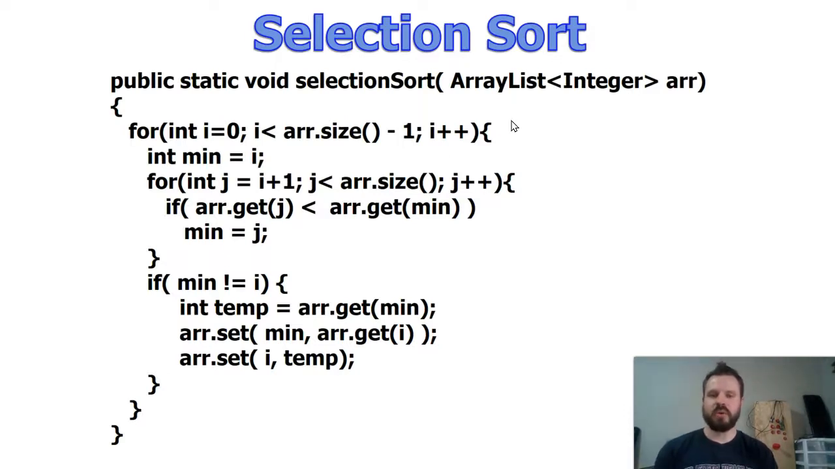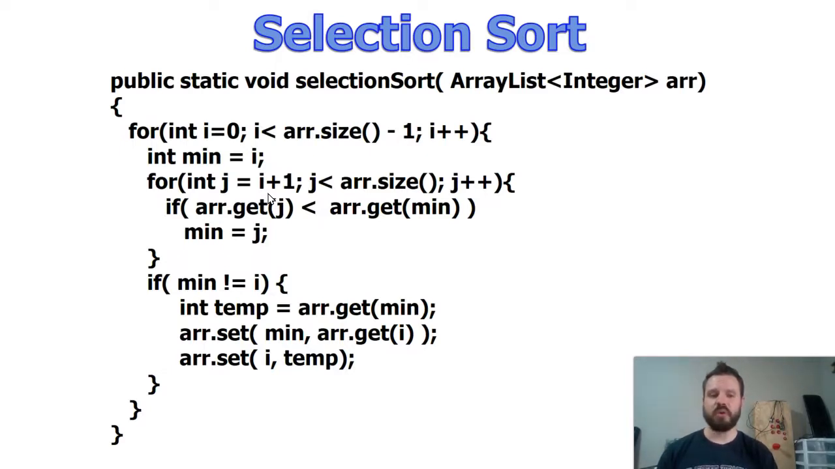So we're going to run through the whole array, and for every index in the array, we're going to set the minimum value to the space at I. So we're going to assume the first thing we're looking at is the minimum. Then with the inner loop, we're going to set our j index equal to I plus 1, so in other words, 1 more than the minimum.